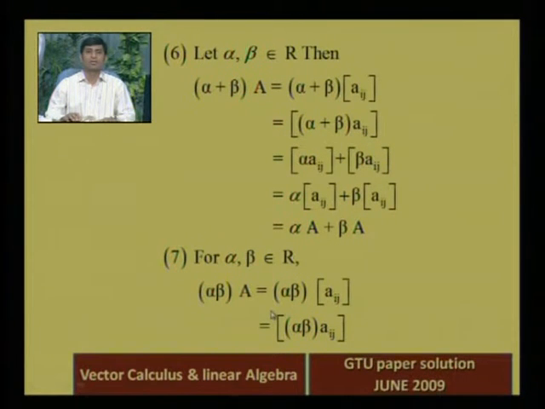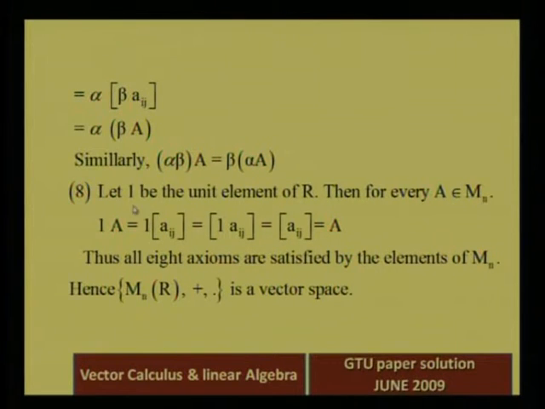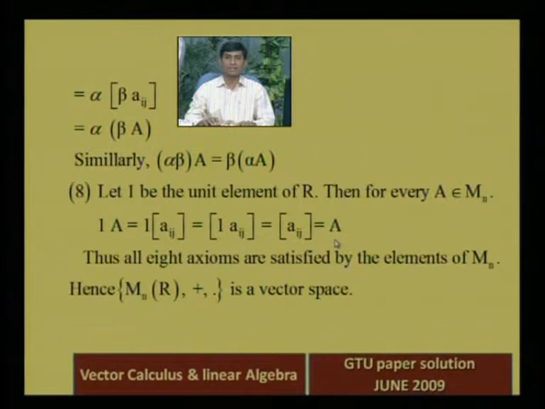And this condition is also quite easily satisfied, the associative law: alpha beta into A is equal to alpha beta in bracket aij, that can be alpha beta aij in bracket, and similarly we can prove that alpha beta A is equal to beta into alpha A. So if 1 be the unit element of R, then for every A belongs to Mn, 1 into A is equal to 1 into aij, that is equal to A.